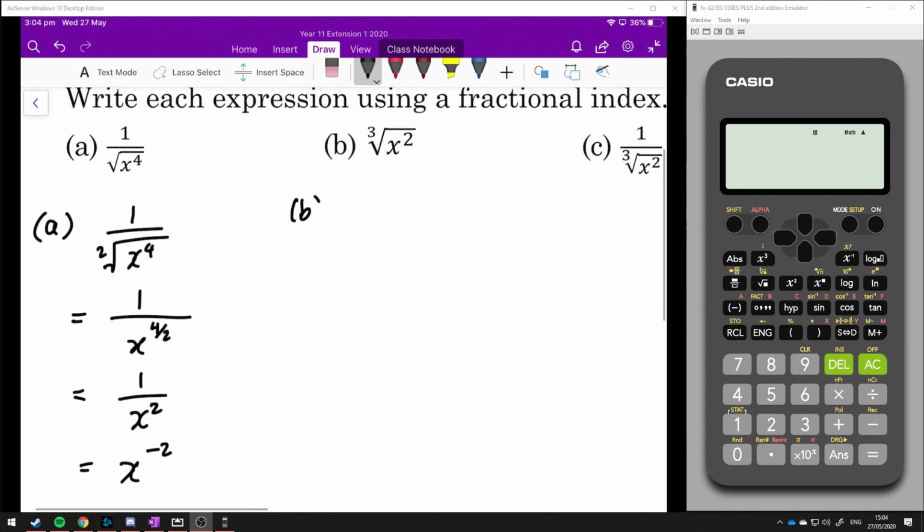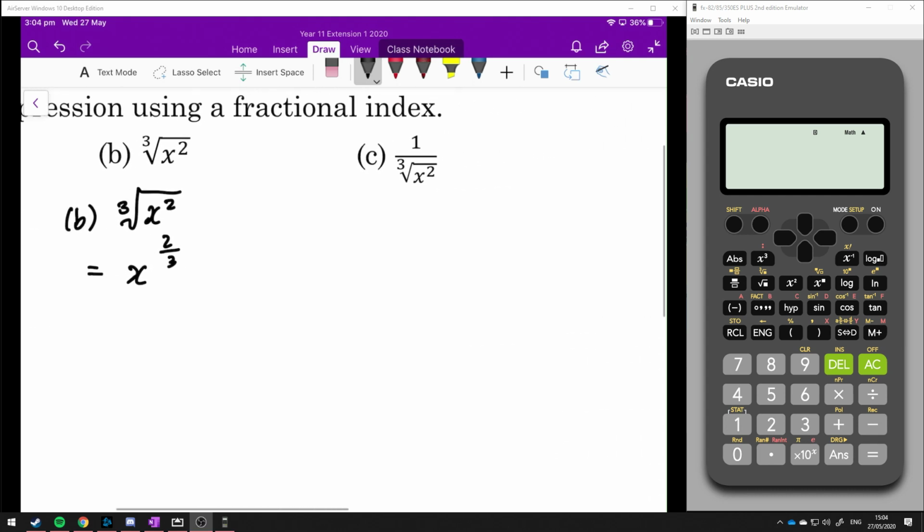Now let's do part B. So we've got the cube root of x squared, okay? So when we simplify this one, what we're going to do is rewrite this just in fractional form. So the cube root is on the bottom of the fraction, okay? And the power is on the top. So that's just the same as x to the power of 2 on 3. Nice and easy.